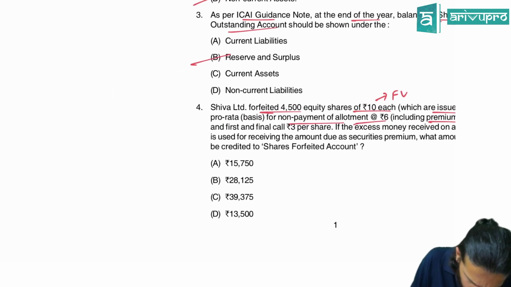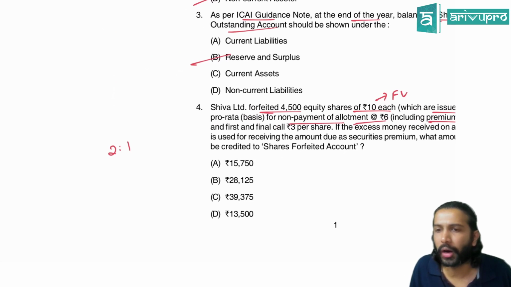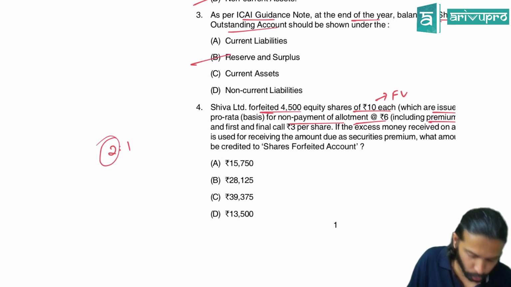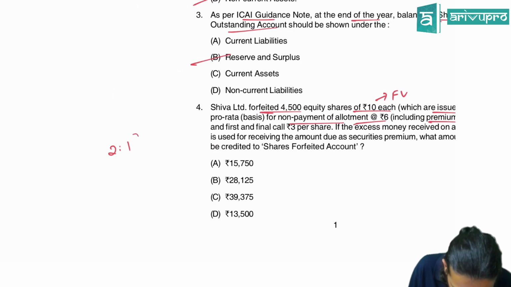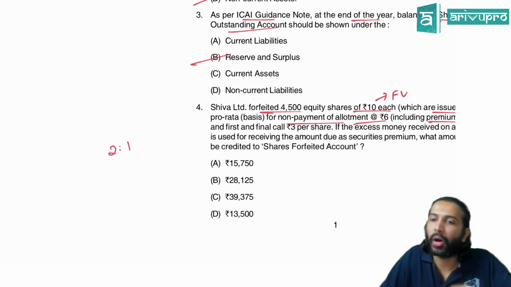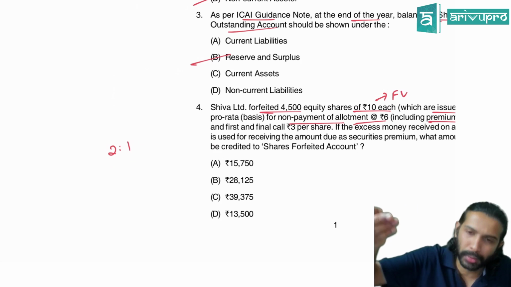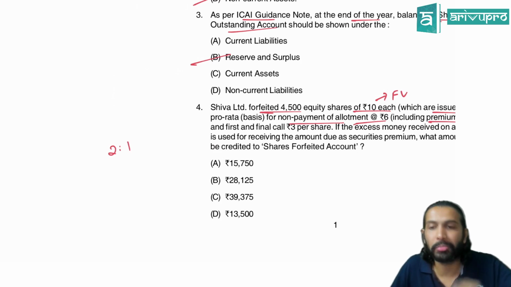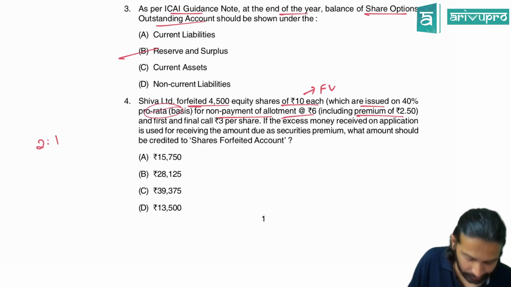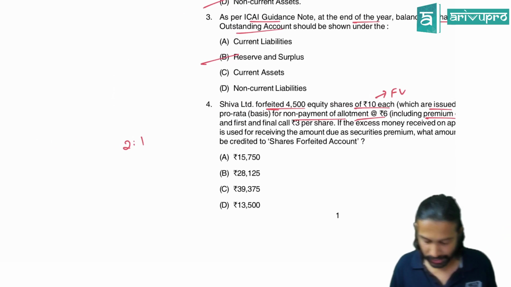Like if pro rata basis is 2 for 1, that means what? If shareholders or public have applied for 2 shares, then company will allot them only 1 share. This way, the company will be able to allot shares to more number of people. They will give less shares but to more number of people. That concept we call pro rata allotment. We have done questions on this also.